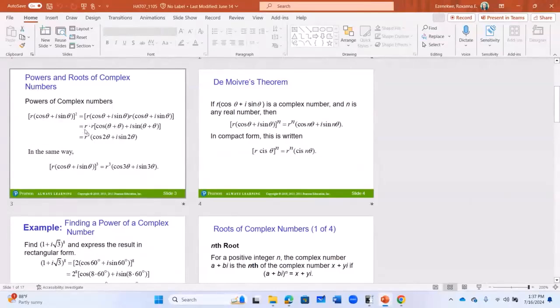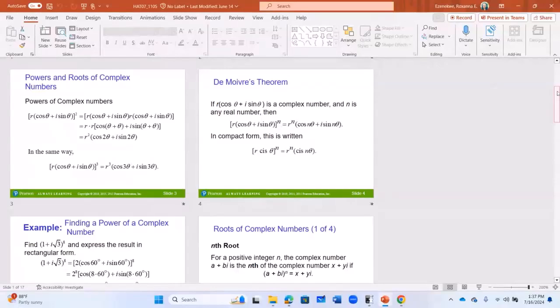You multiply the modulus of Z1 times the modulus of Z2, and add the angle of Z1 plus the angle of Z2. That's what it says. De Moivre's theorem is the same thing for complex numbers, where n is any real number. If you are told to expand any number raised to power n in compact form, you can write it as r cis theta to the power n, but you don't have to write compact form all the time.